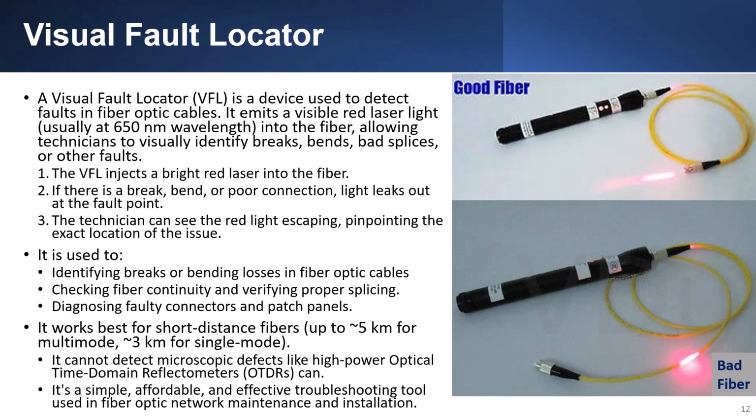It is used to identify breaks or bending losses in fiber optic cables, checking fiber continuity and verifying proper splicing, and diagnosing faulty connectors and patch panels. It works best for short distance fibers, up to 5 kilometers for multimode and up to 3 kilometers for single mode. It cannot detect microscopic defects like high power optical time domain reflectometers can. It's a simple, affordable, and effective troubleshooting tool used in fiber optic network maintenance and installation.